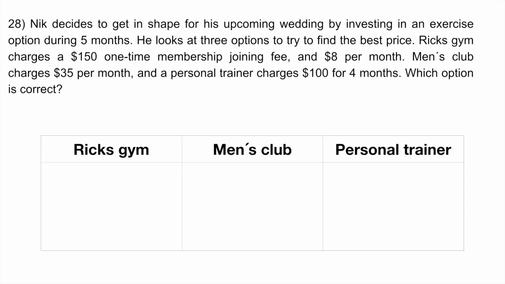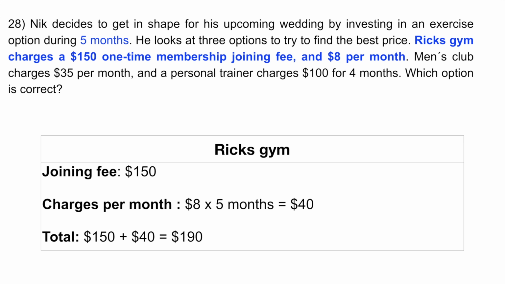Okay, so let's look at Rick's Gym first. Rick's, they tell us, is in blue. They charge a $150 one-time membership joining fee, and then $8 per month. So here at the top, we have the joining fee, $150, and then they charge us $8 per month, and we multiply it by 5 because that's how many months we're going to be using it. Okay, so that gives us a total of $40. All we have to do now is add these 2 fees, 150 plus 40 gives us 190 for Rick's Gym.